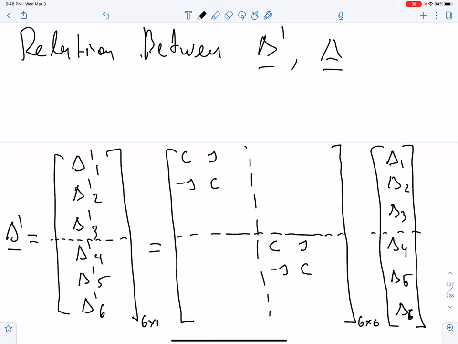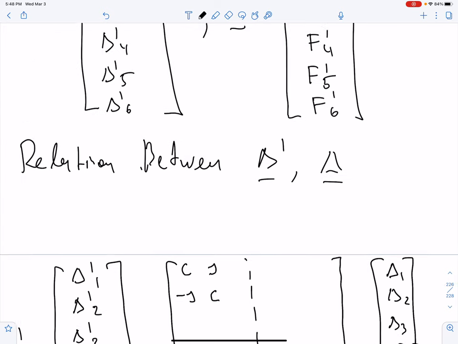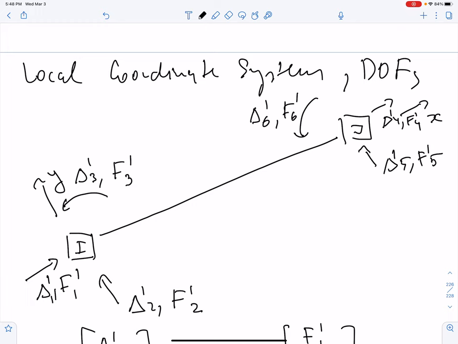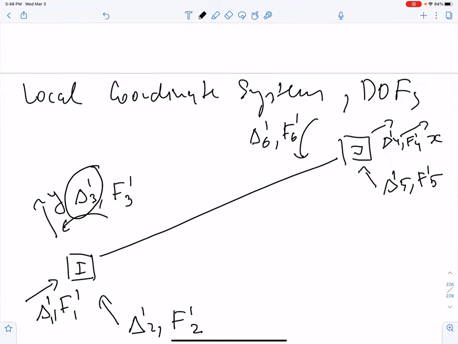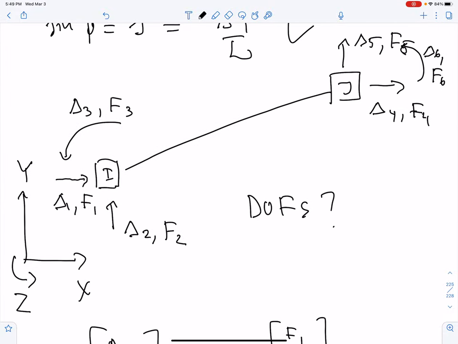Now, if I look at this system and focus on the rotation here and the rotation there, rotations may be thought of as quantities that point in the direction of the z-axis. The z-axis here and the z-axis there are the same. And so there is no need to have any kind of special relationship between delta 3 prime and delta 3.